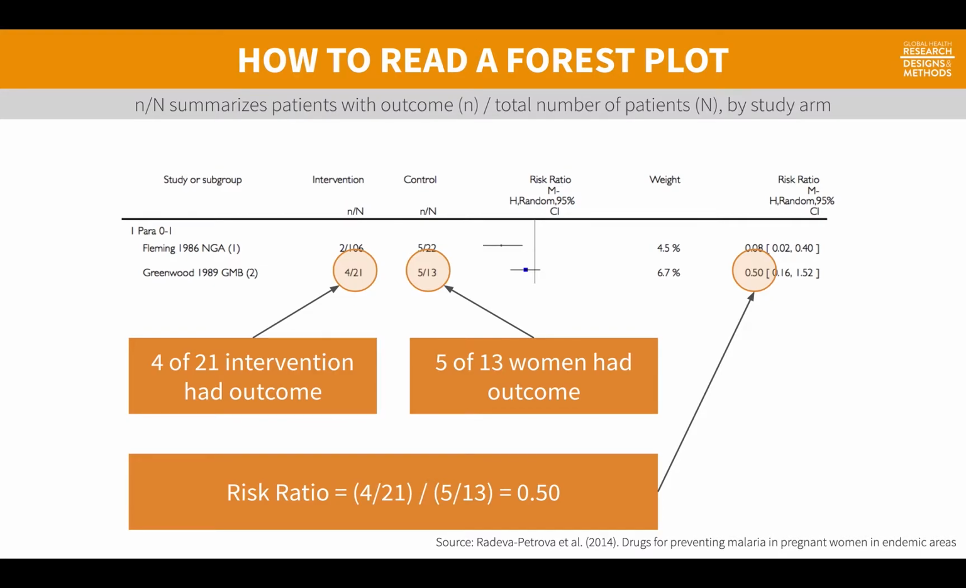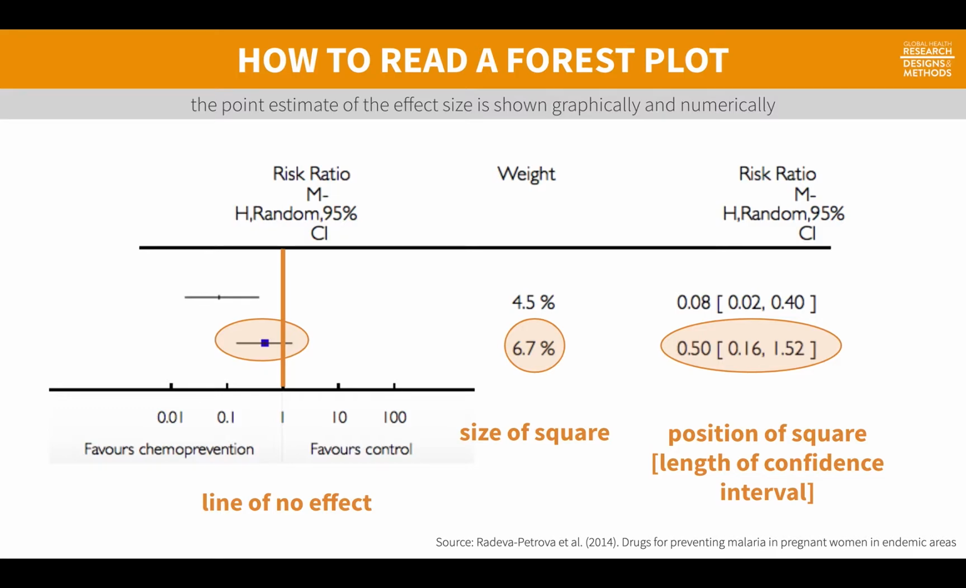The final column shows the estimated effect size as a risk ratio. This is simply the ratio of people with parasitemia in the intervention group divided by the same ratio in the control group. The point estimate here is 0.50. That means that malaria prophylaxis reduced the risk of malaria by 50%. The shapes and lines show that this point estimate and confidence interval graphically. The size of the square is proportional to the weight of the study, and larger studies are generally given more weight.